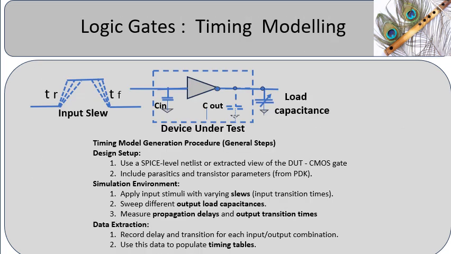A general timing model generation procedure for the setup shown in the figure is presented below. Design setup: use a SPICE-level netlist or extracted view of the device under test, the CMOS gate. Include parasitic and transistor parameters from the process design kit. Simulation environment: apply input stimuli with varying slews, that is, input transition times. Sweep different output load capacitances. Measure propagation delays and output transition times. Data extraction: record delay and transition for each input and output combination. Use this data to populate the timing tables.